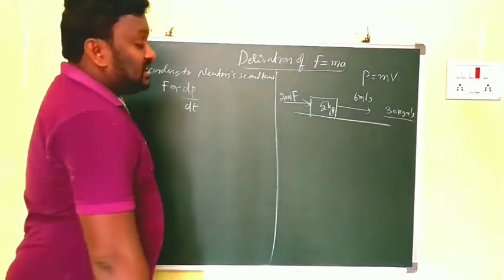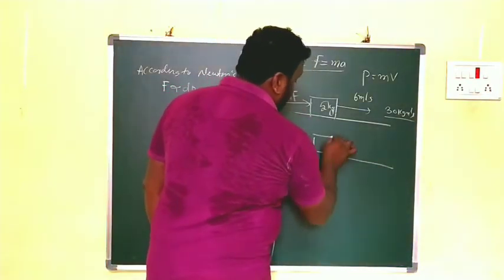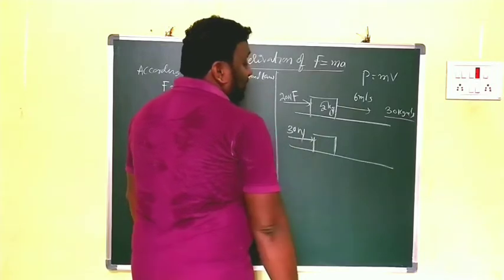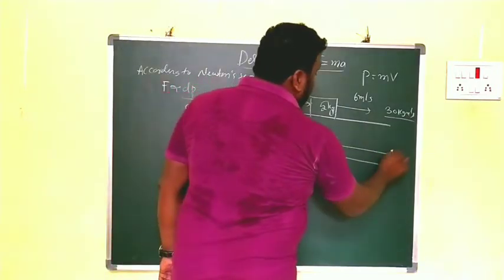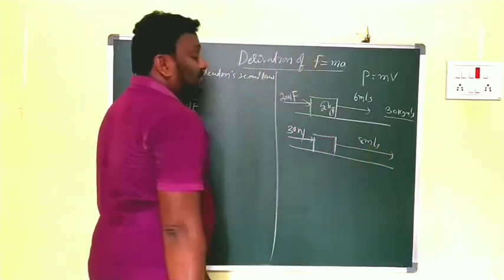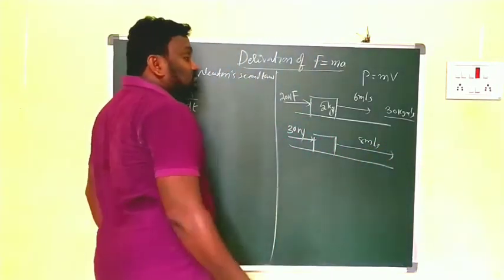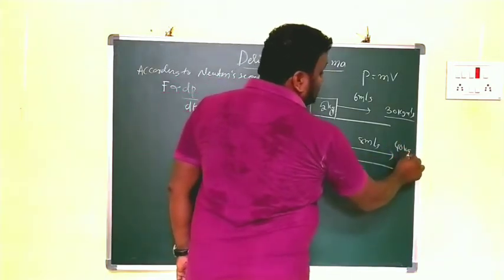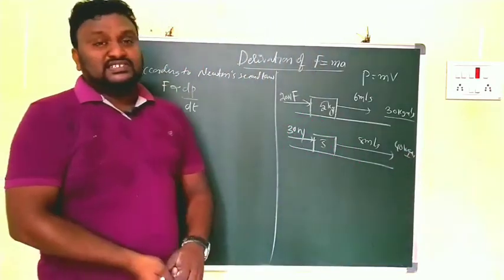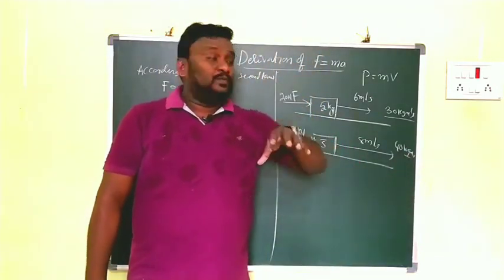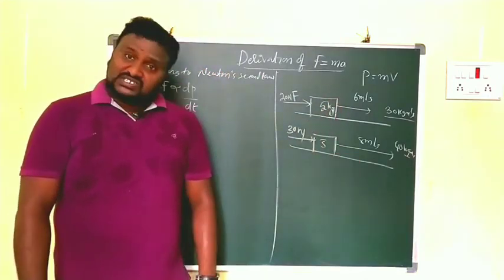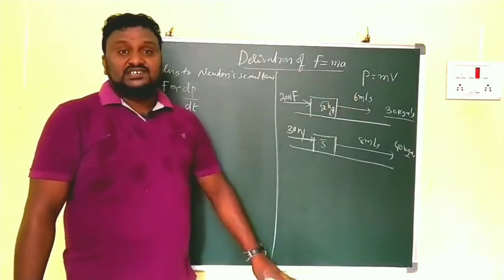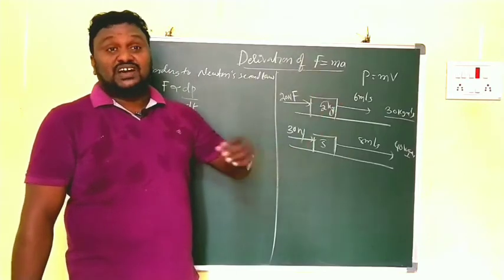Next, on the same body we apply 30 newtons of force. Then its velocity becomes 8 meter per second. Then what is momentum? Again 5 into 8, 40 kg meter per second. From this example, what do you understand? The mass is constant. When we apply some force, its velocity changes. When velocity changes, momentum also changes.